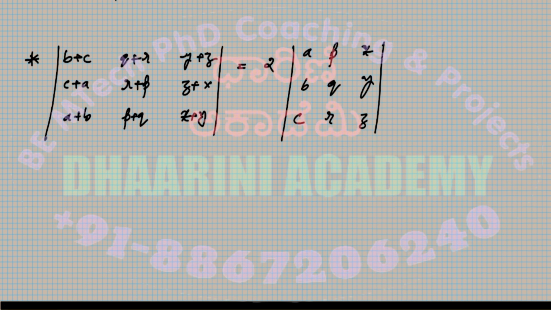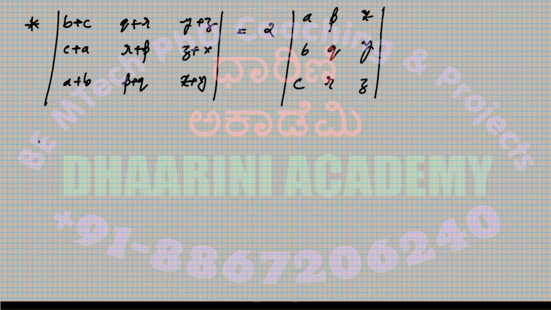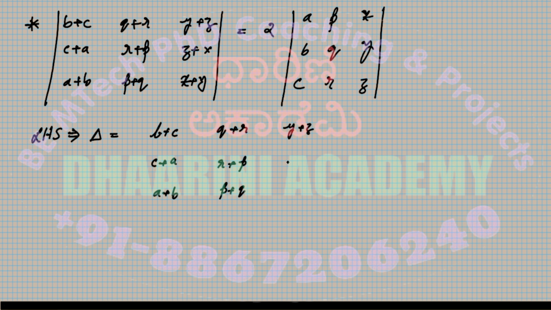Okay, we'll start from the left-hand side over here. So we'll start with the delta. Delta is equal to the determinant B plus C, Q plus R, Y plus Z, C plus A, R plus P, Z plus X, A plus B, P plus Q, X plus Y.